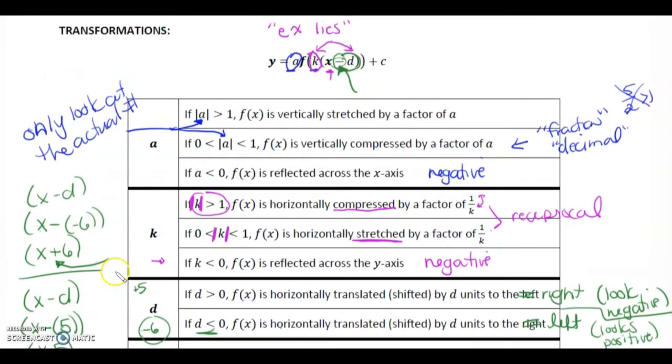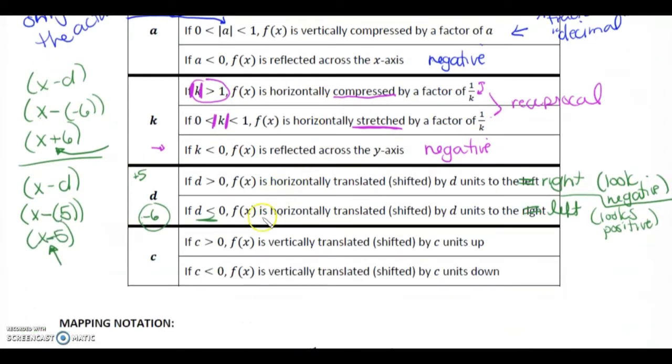Okay, and then the last one over here, C. So if C is greater than 0, then we shift up, so vertically translated or shifted by C units up, and if C is less than 0, we translate C units down. So that's exactly how it looks.